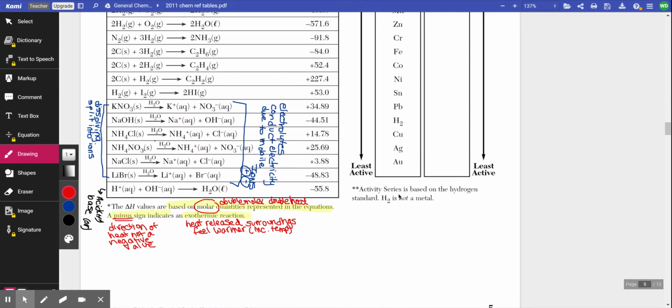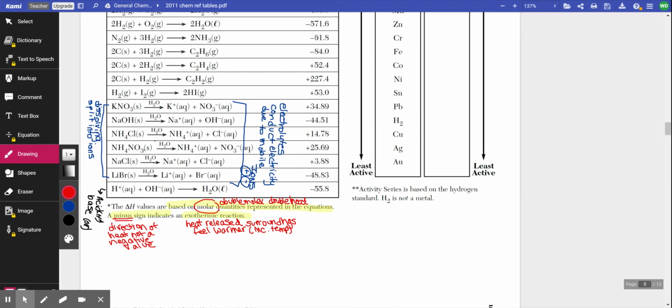The delta H values are based on molar quantities, right? The mole is our measurement that we use in chemistry. If I double the amount of moles of a substance, I need to double the amount of heat. A minus sign indicates an exothermic reaction. The prefix exo means out, like exit, which means heat is released. That means the surroundings are going to get warmer, so for example, the temperature would get warmer. The minus sign indicates the direction of heat. It doesn't indicate a negative value.